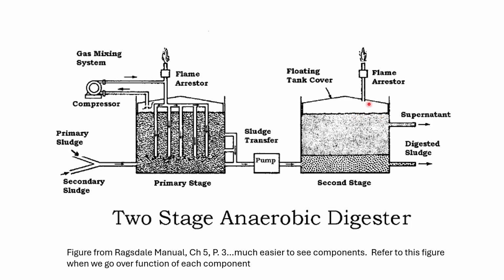Any gases formed here, again, we're going to have a flame arrestor to burn that off and get rid of those methane gases, okay, and hydrogen sulfide gases. So that's a two-stage anaerobic digester, which is a lot easier to see what's going on than the schematic on the previous page from the Environment Department Study Guide.